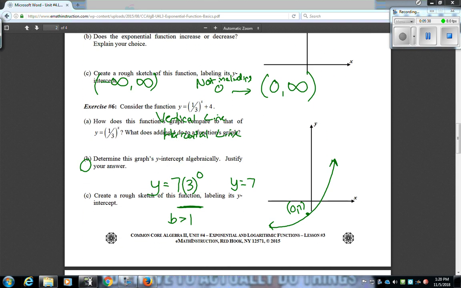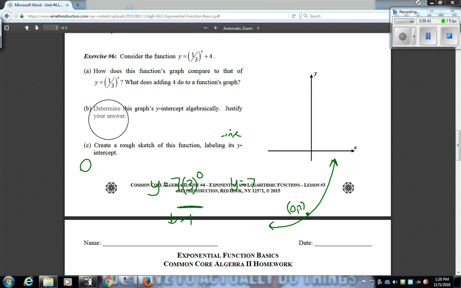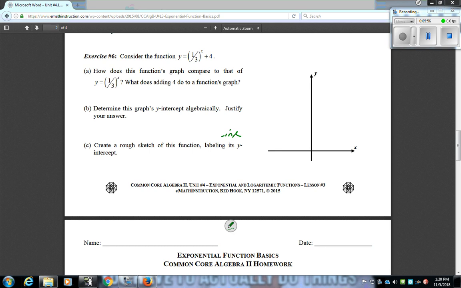Now for the last one, exercise number 6, we have (1/3)^x plus 4. So how does this function compare to the one we just talked about? Well, we know 2 things. First off, this is going to be a decreasing exponential function, because the number in the parentheses is less than 1. And adding 4, what that's going to do is shift everything up 4. So all the points will be shifted up in that way.